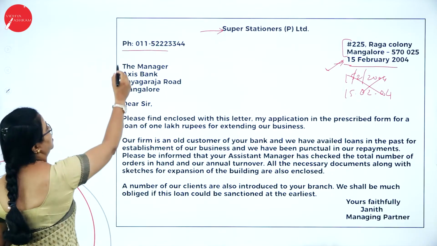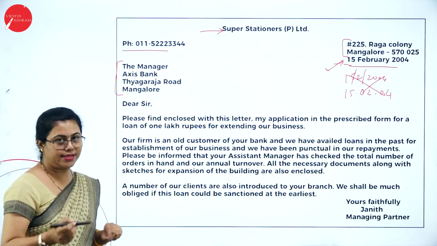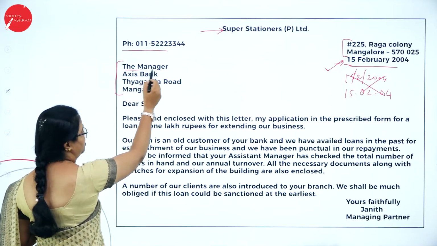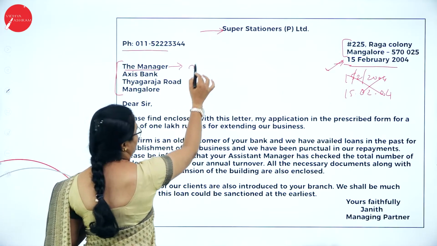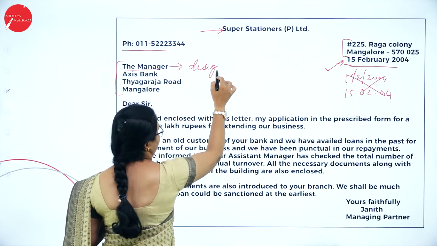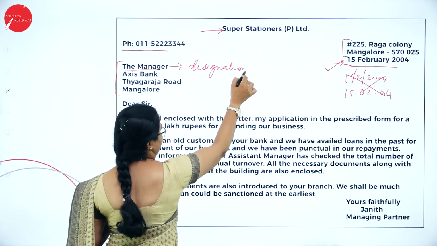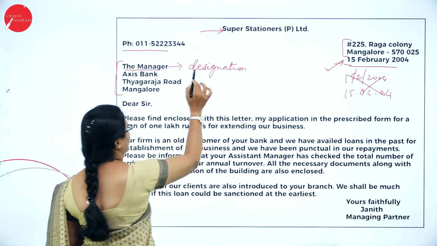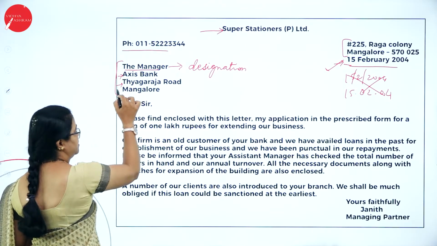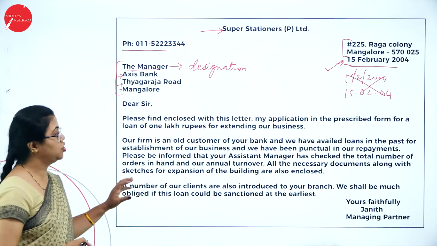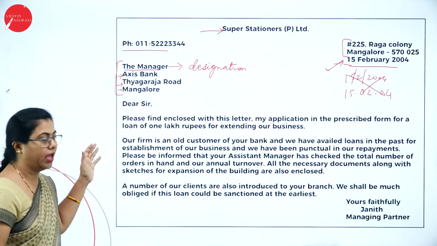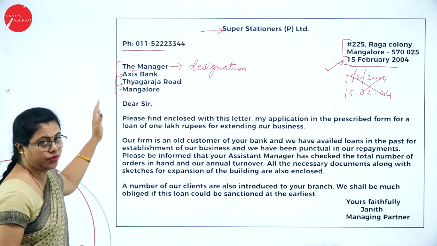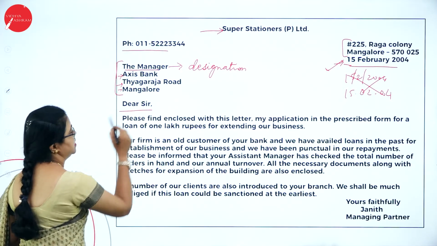Then we have the recipient's address here. As I told you, you are writing it to some person, isn't it? So this shows the designation of the person you are addressing the letter to. So the designation can be written here. Then the address. This is written to the manager of Axis Bank, Tyagaraja Road in Mangalore. So this is the address of the recipient. Then we have the salutation.